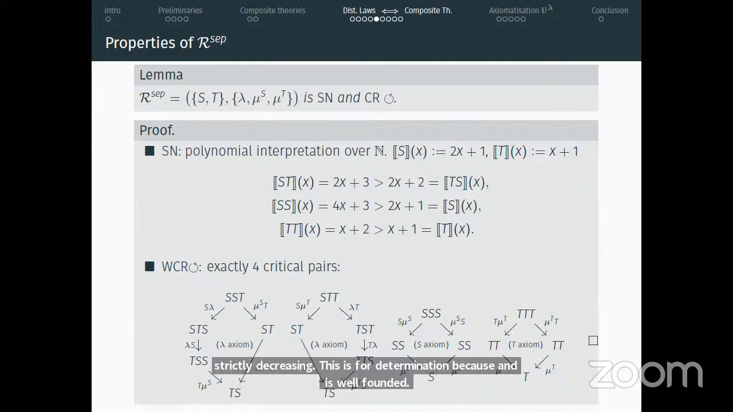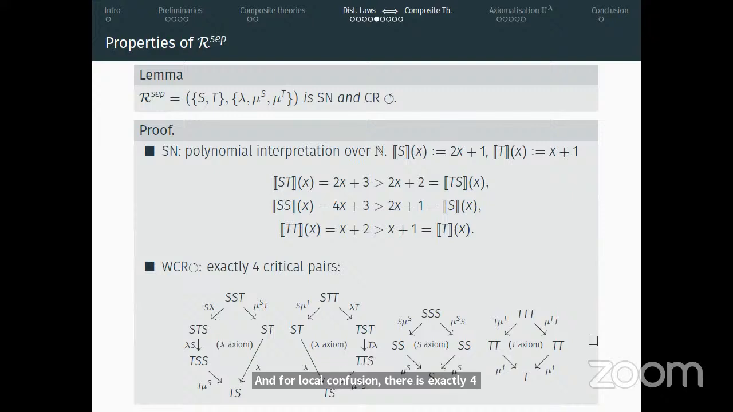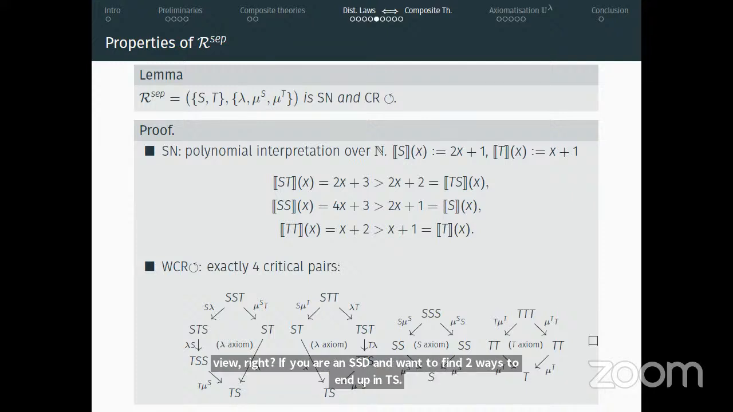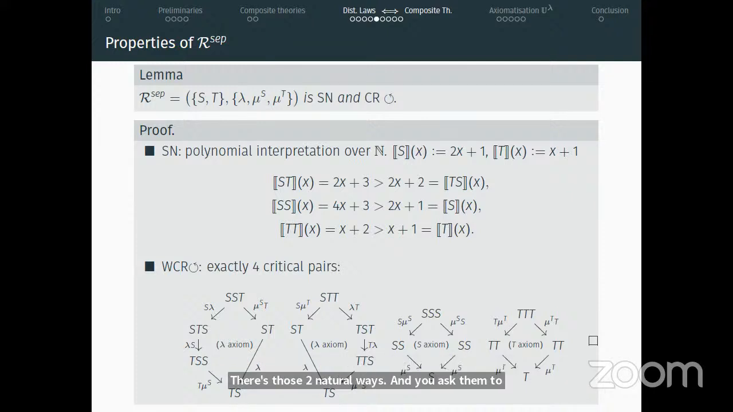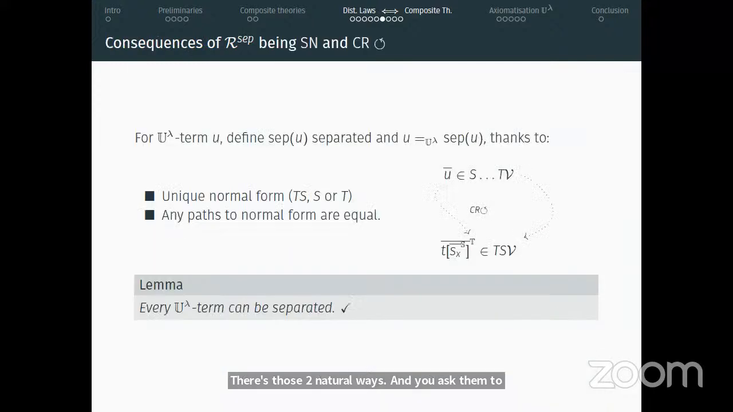And for local confluence, there are exactly 4 critical pairs that we need to consider, which are those 4, which are exactly the axioms of lambda and of monads. It's really funny how this was very natural to consider. You've probably all noticed that very often category theory axioms even make sense from a purely rewriting point of view, right? If you are in SST and want to find 2 ways to end up in TS, there are those 2 natural ways, and you ask them to commute. So yeah, this proves it's terminating and confluence commuting.